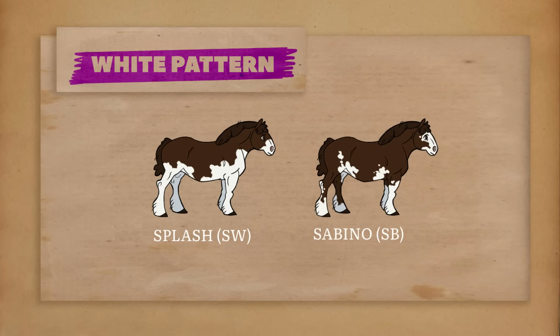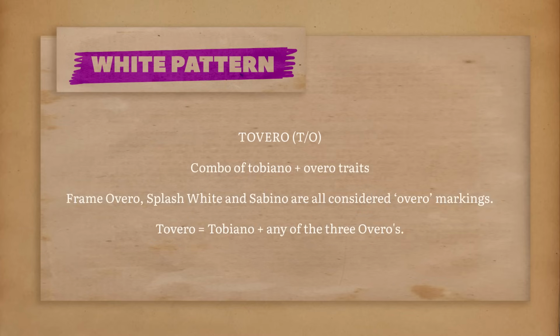A fourth one that I want to touch upon is called Sabino, represented by SB. It causes white stockings, white from the belly up, and more of a speckled, roany white edges, like it's not as clear as the Tobiano. Then the fifth one is called Tovero. Tovero is a combination of Tobiano and Overo traits.